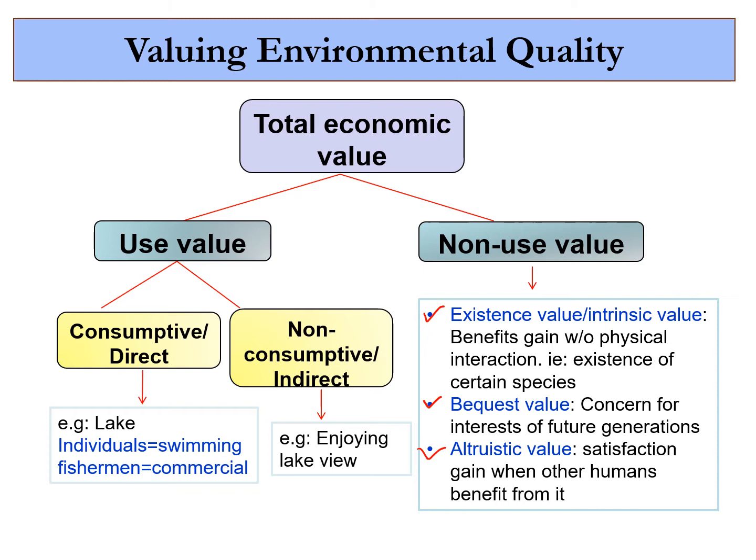This is the satisfaction gained when other humans benefit from it. For instance, bamboo. We may not use it, but when we know that other parts of the world are using it, we feel happy, we feel satisfied that this bamboo can give benefits to some people. Okay, so you have to know that some of these terms may overlap with each other or may explain the other concept as well. Okay.